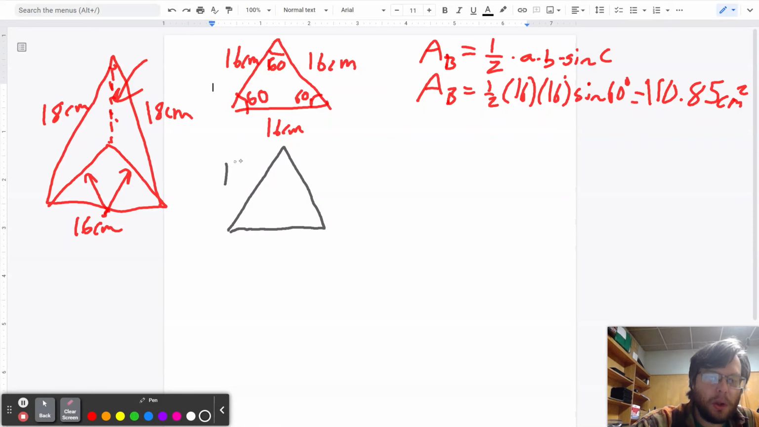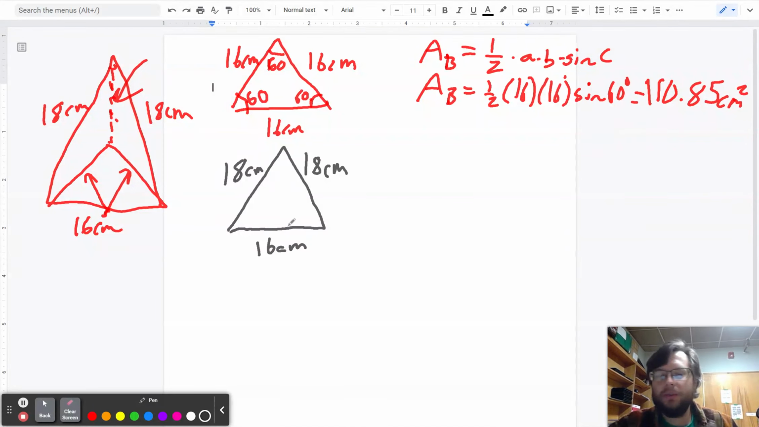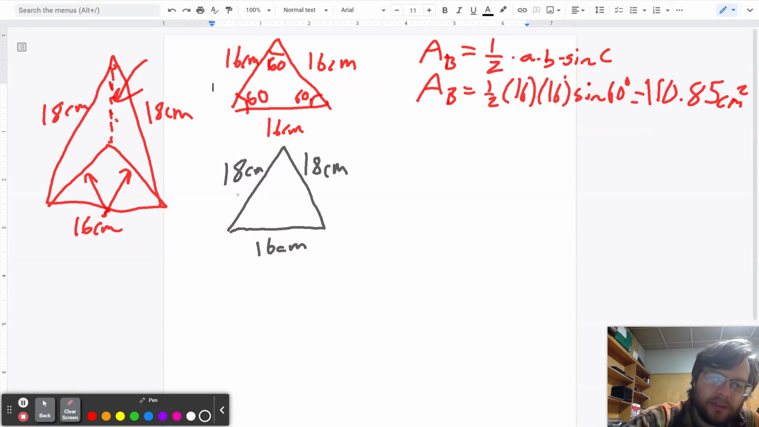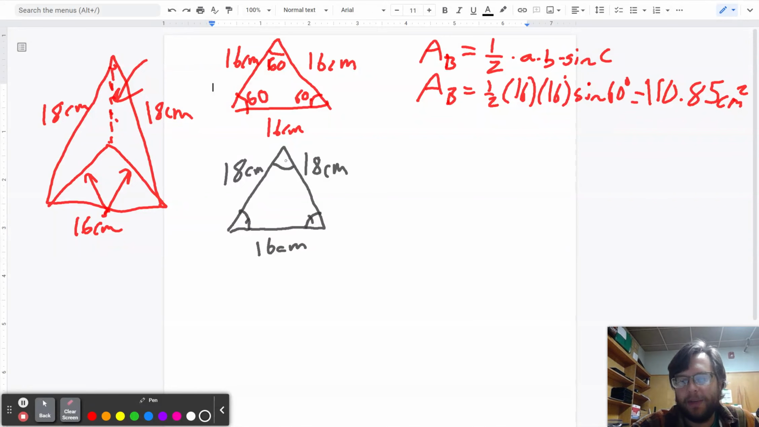They have 18 centimeters, 18 centimeters, but there's 16 centimeters across here. And so I don't know anything about the angles just off the bat because it's not an equilateral triangle. I do know that these two angles here need to be equal to each other, but this angle over here is going to be different. So I can't just get it off the top of my head.